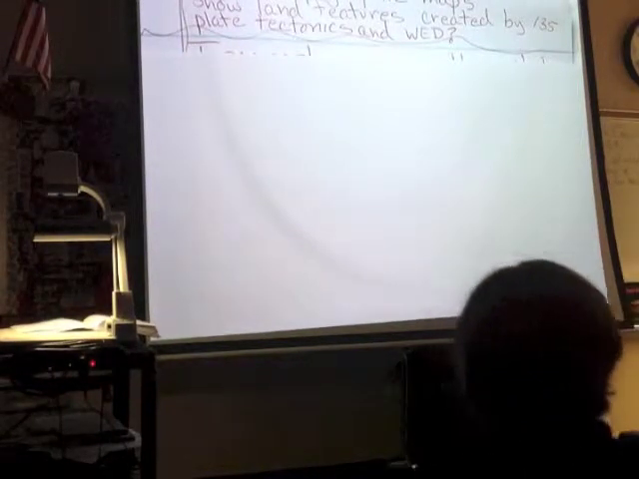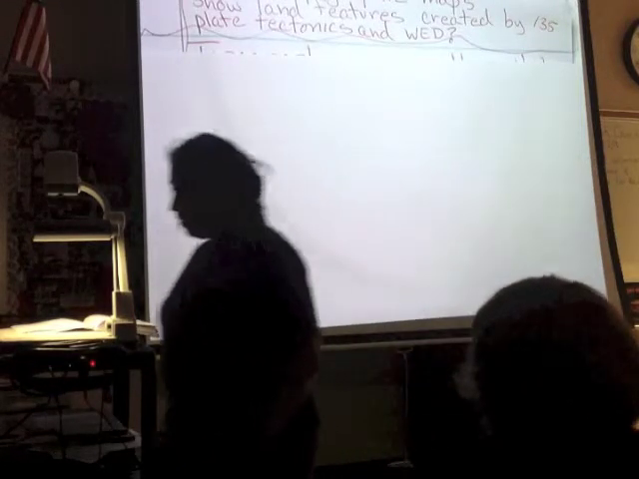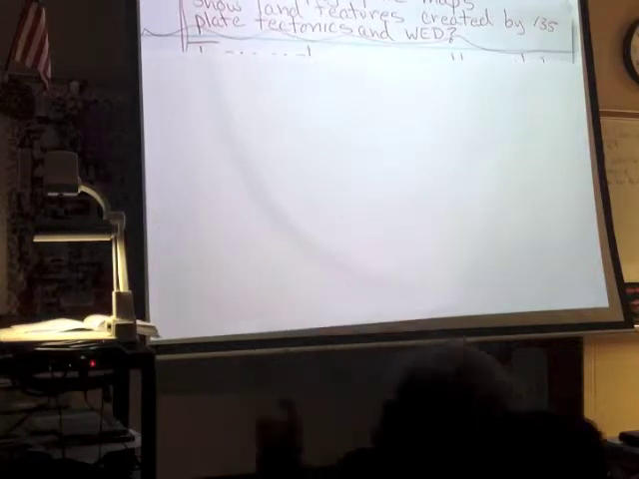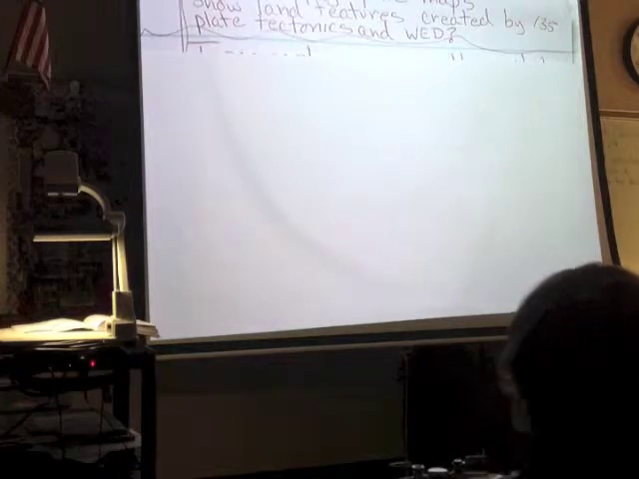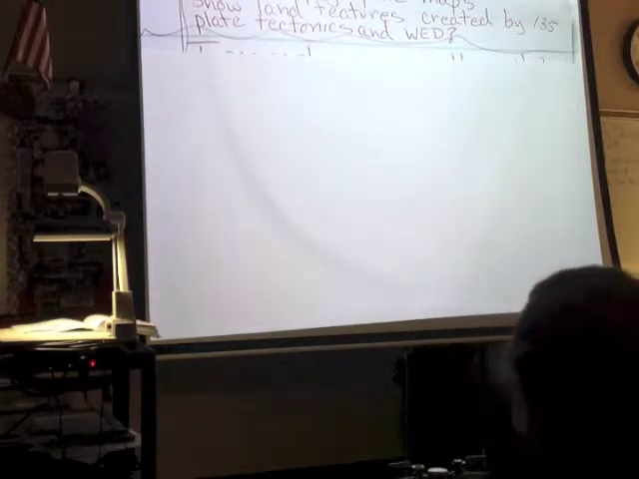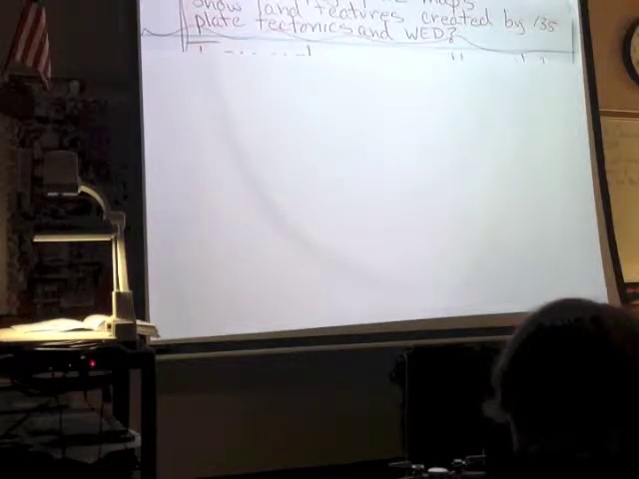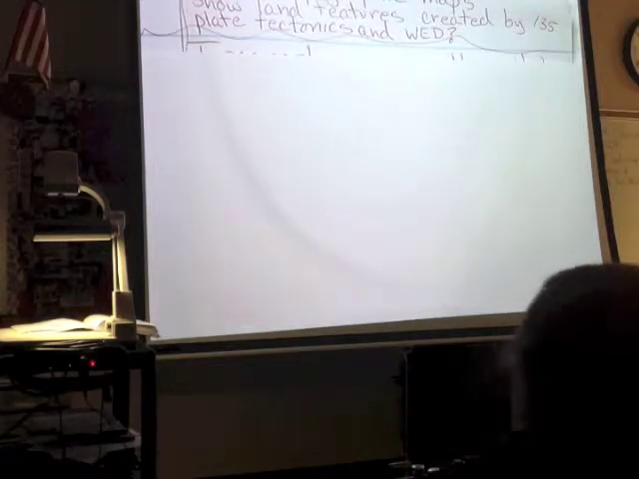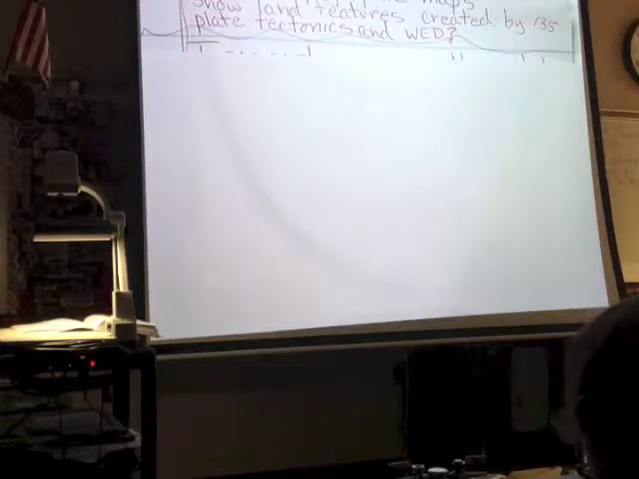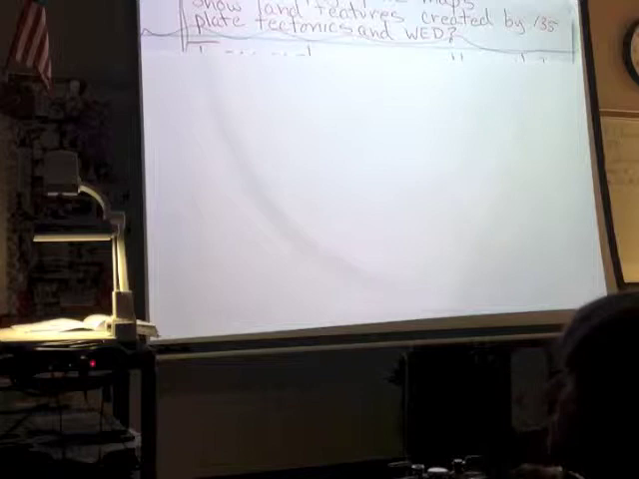Today's objective is to learn about topographic maps. Your essential question is, how do topographic maps show land features that are created by both plate tectonics and weathering, erosion, deposition? Today we're going to focus on plate tectonics. Tomorrow we'll look at weathering, erosion, deposition, which means that these notes are 2-day notes. You're going to add to these notes tomorrow. So you will probably end up with a flip page, but probably not today.